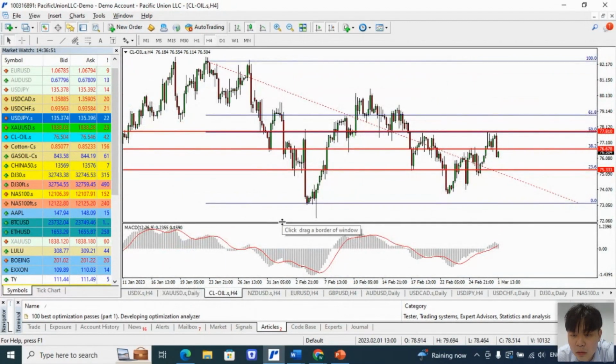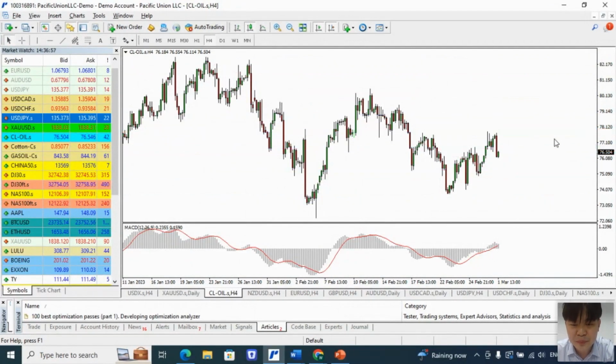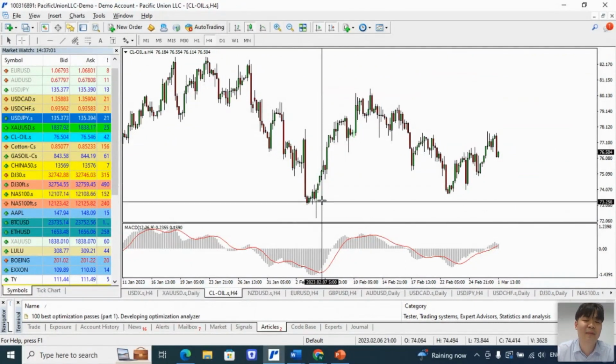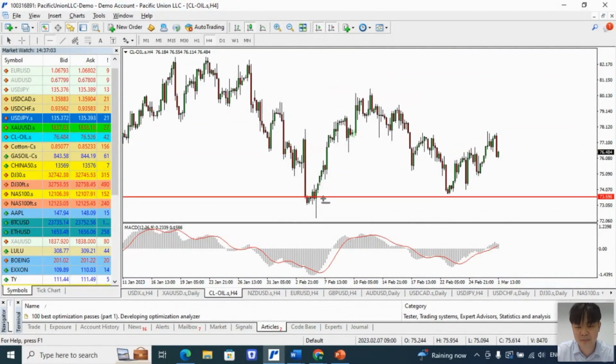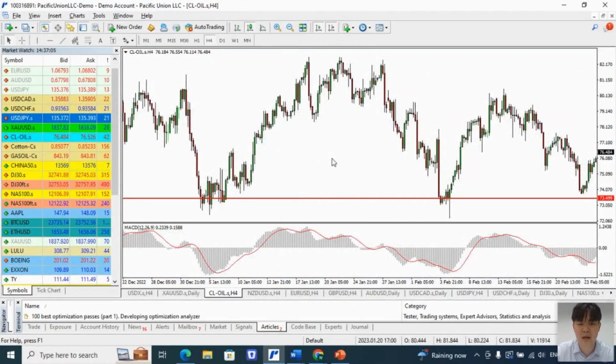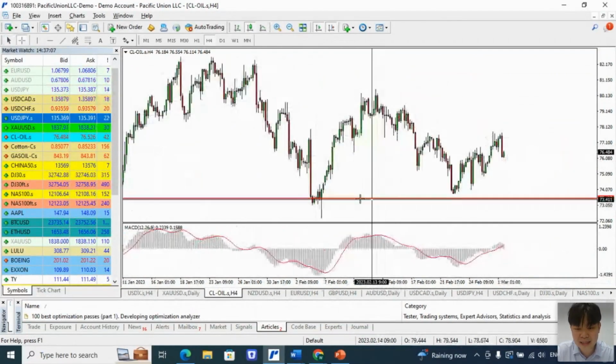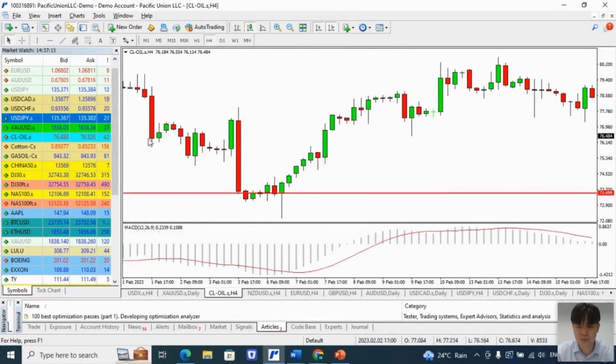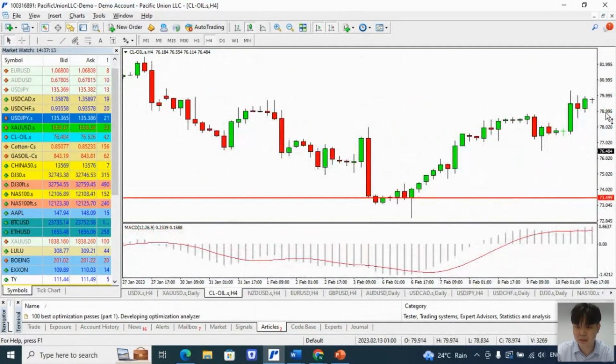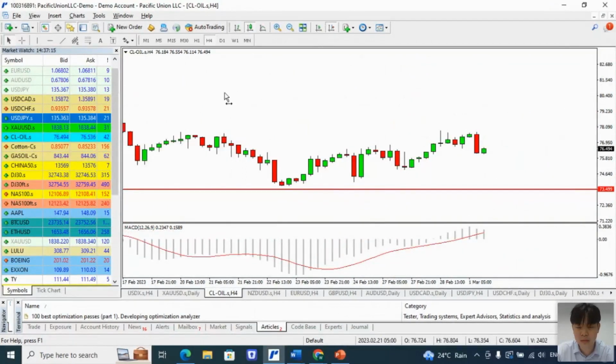All right, I actually found a hammer over here, but it's not very nice. But this is a good example of a hammer for oil. You can see the same thing. This is the oil chart. You can see especially this candlestick. Let me zoom. Okay, you can look at this candlestick.